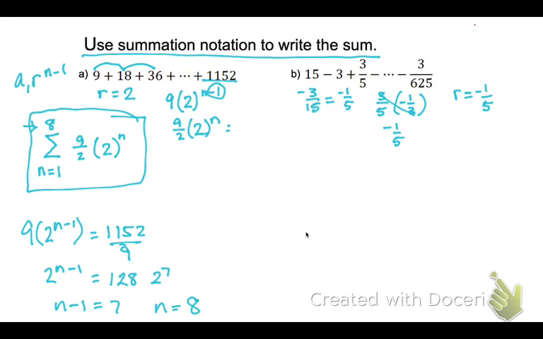Okay, so we know r is negative 1/5. I'm going to get rid of this so I'm not cluttered. So a sub n equals 15 times negative 1/5 to the n minus 1.